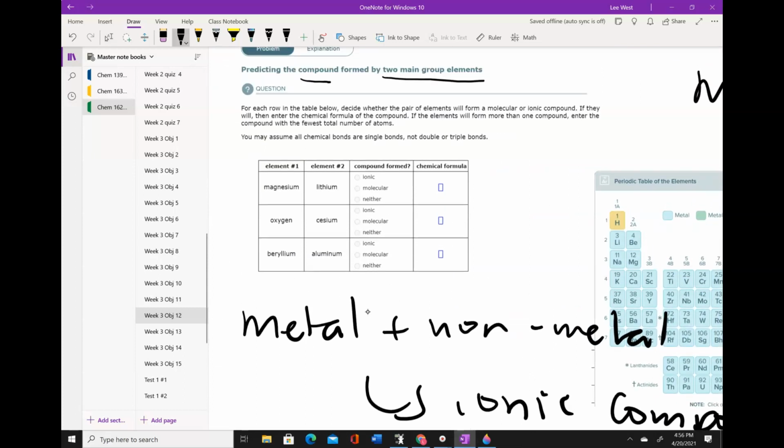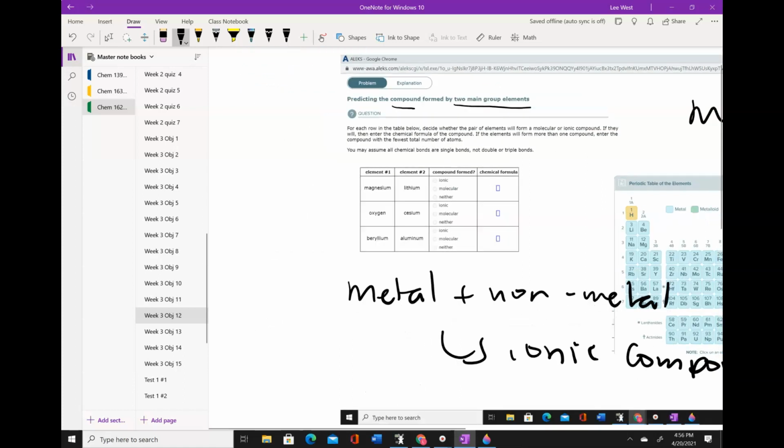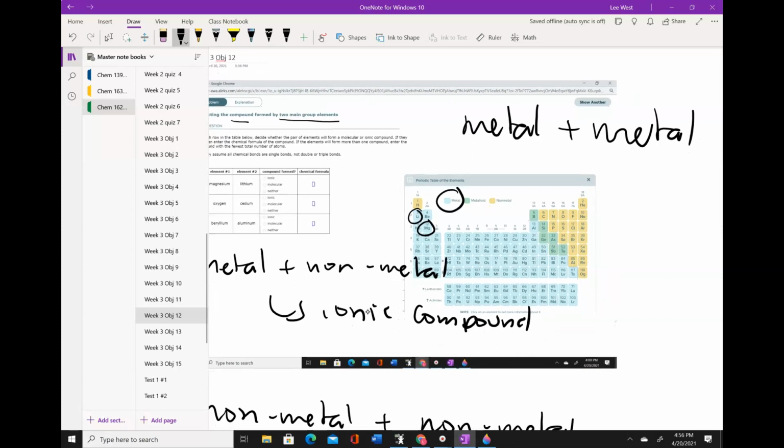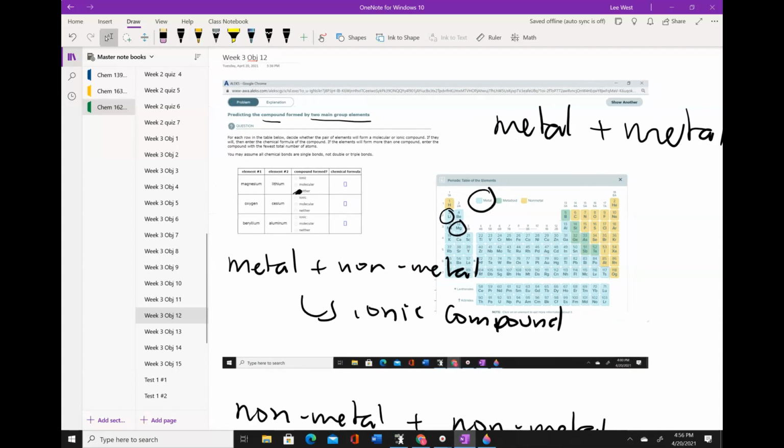So let's see what we've got here. Oh, of course, it's the first one, isn't it? The metals on the ALEKS periodic table are in blue. We've got lithium and magnesium. So that's actually going to be in the neither category, and we don't have to worry about writing a formula. The next one is where we've got a metal and a non-metal. We've got oxygen and cesium. Cesium is down here. Oxygen is over here. So we have metal with non-metal, so it's going to be an ionic compound.